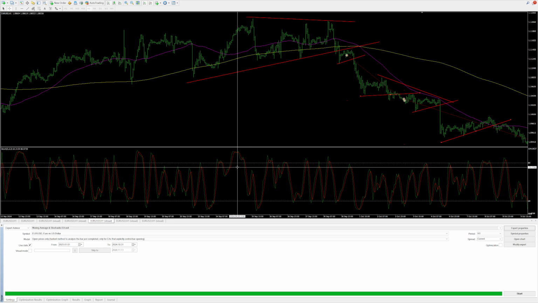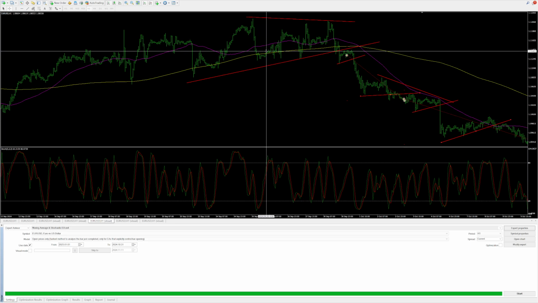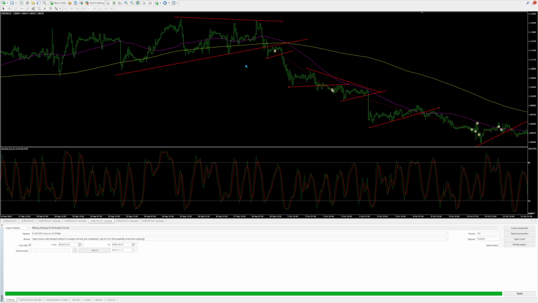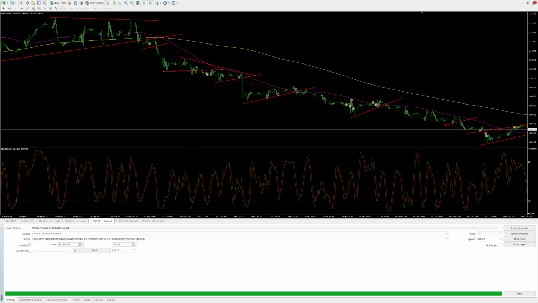extreme line. For example, here we have a crossover above, price drops. A crossover below, price goes up. Crossover above, price drops. Crossover below, price goes up. So on and so forth. So if you're a range trader, you can use it that way, even if it's just to send you an alert to check.